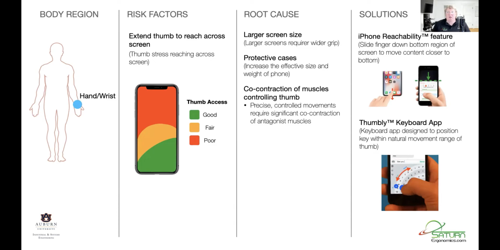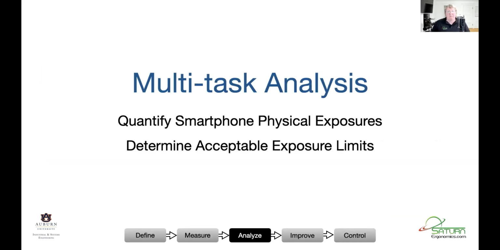Now, solutions, the iPhone reachability feature, you can swipe down at the bottom and bring the screen downward so you don't have to reach up to the top. The Thumbly keyboard app, that looks pretty cool. Keeps your typing within the natural range of movement of the thumb.